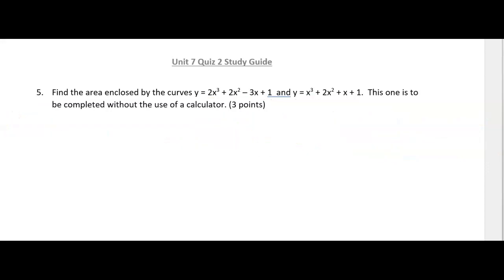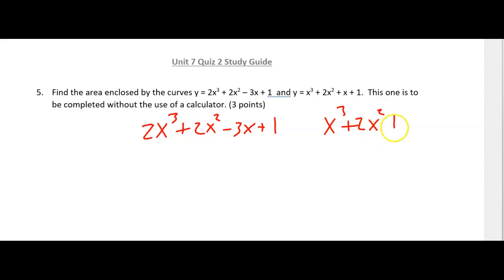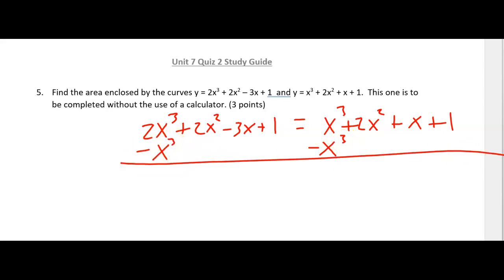So the first step is to find where they intersect. So I have 2x cubed plus 2x squared minus 3x plus 1. And I have x cubed plus 2x squared plus x plus 1. And to find where two functions intersect, we just make them equal to each other, and we solve. So the first thing I'm going to do is minus this x cubed on both sides. And I'll also minus the 2x squared on both sides. And I'll minus the x on both sides.